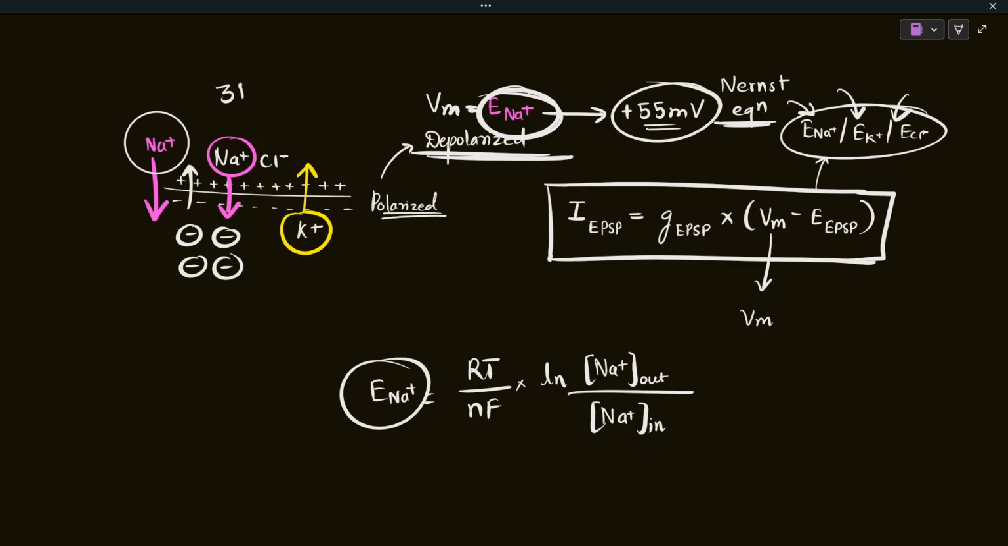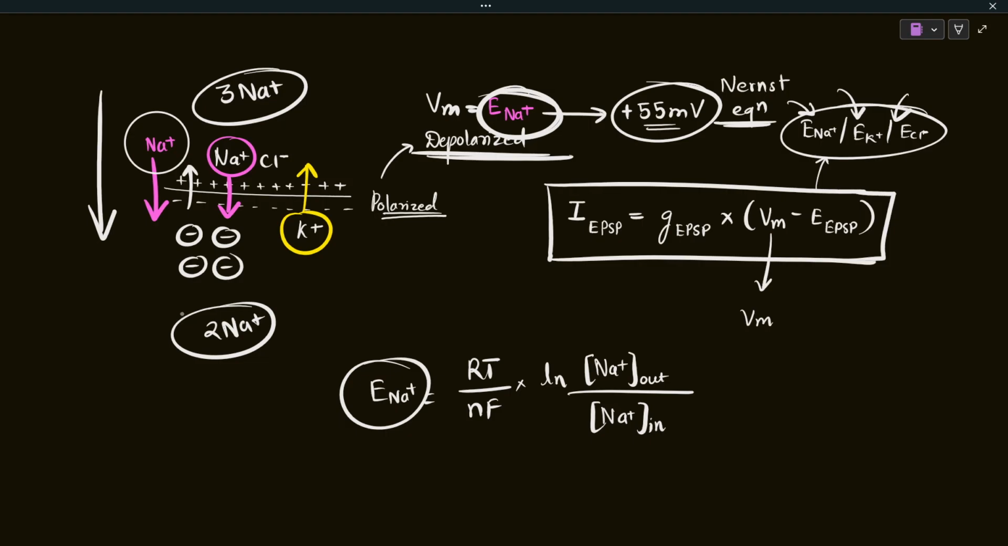So let's say that there are 3 sodium ions here. I'm just taking an example, and 2 sodium ions here. So what is the concentration gradient? Concentration gradient is from outside to inside. So let's say that one sodium ion moves from the extracellular matrix to inside. This will reduce the number of sodium ions here. It will make 2 sodium ions here, and 3 sodium ions here. So this is making the membrane inside positively charged compared to the outside extracellular part.